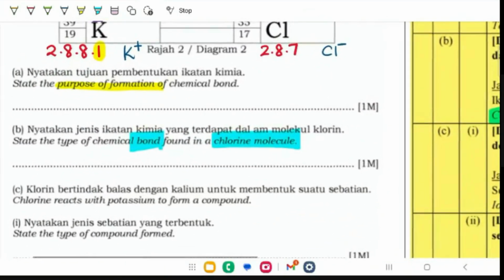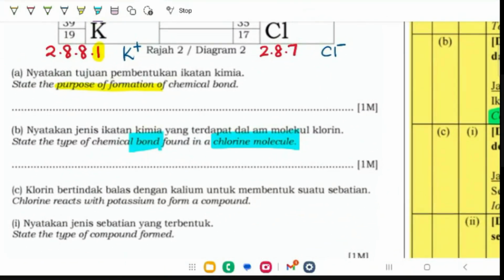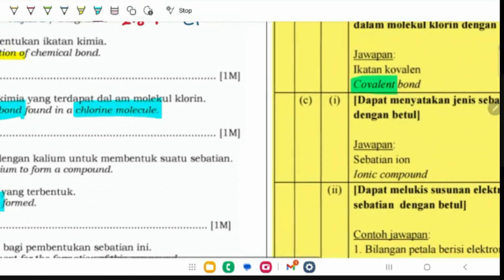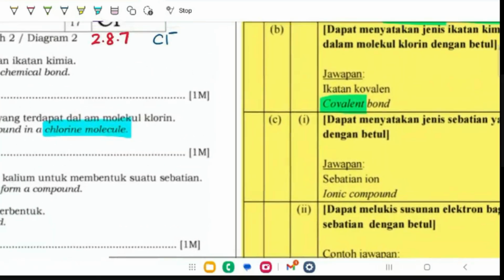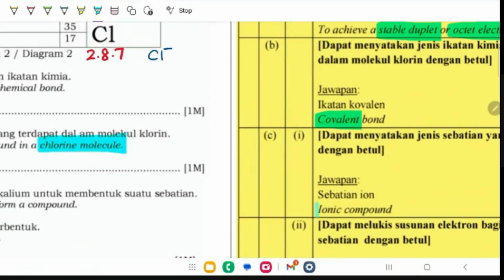Okay, next. Chlorine reacts with potassium to form a compound. So this one is ionic now. Type of compound here, don't write bond. The type of compound should be ionic compound. Here, ionic.